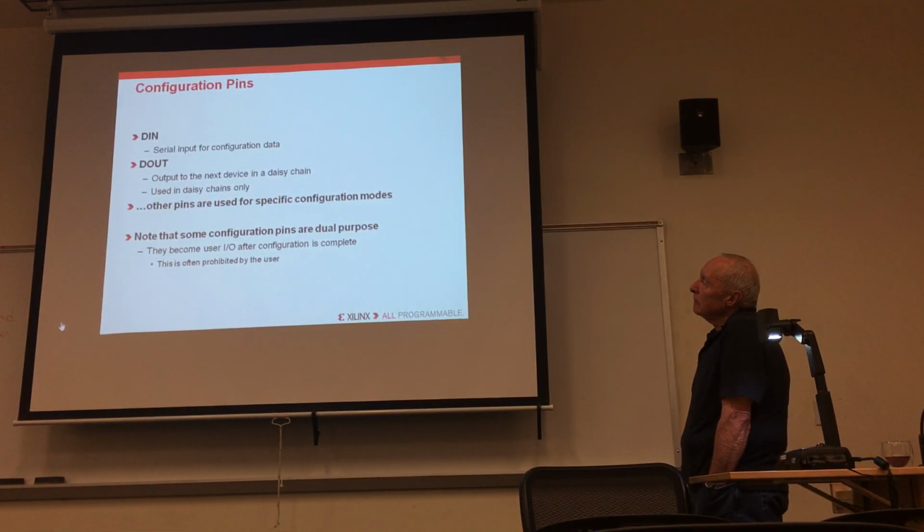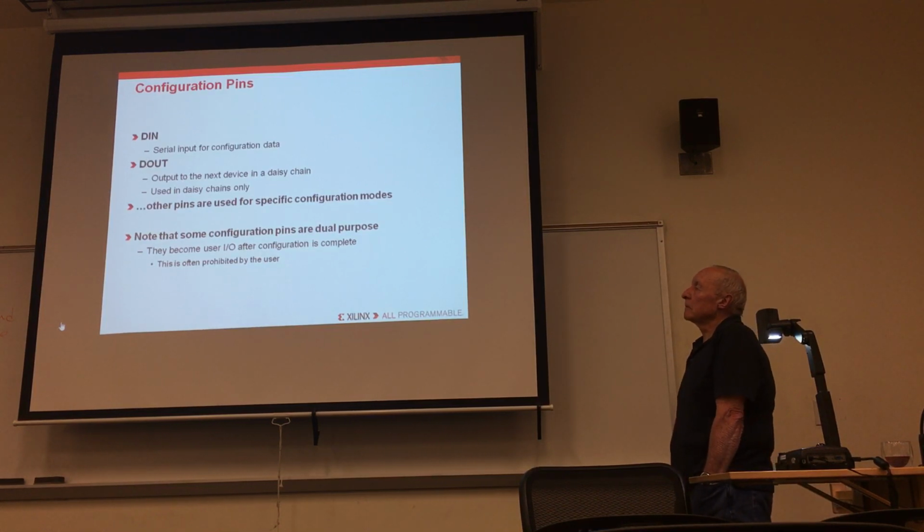Other important configuration pins are the data in pin, which is used to load in the serial configuration data. The data out pin is used to output the bit stream to the next device in case the user has built a daisy chain of multiple FPGAs into the system. A daisy chain, as we'll see later, is used to save PROMs or other memory components. It allows the user to store the bit streams of multiple FPGAs in one large memory component.